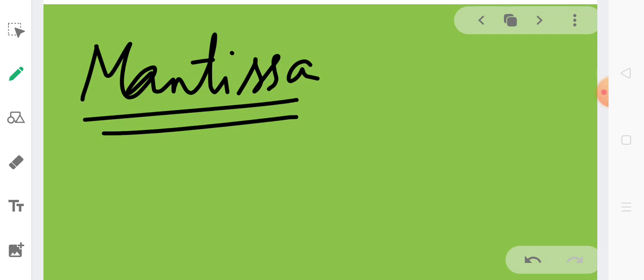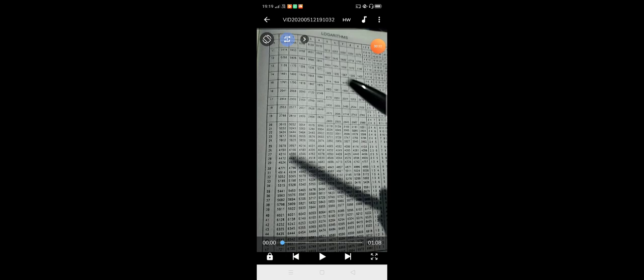Okay. So for that again, I will be showing you the log table and taking one simple example, we will understand how to find out the mantissa from the log table. So as you can see, you are again seeing a log table. This is the standard log table, and now we'll be finding out the value of mantissa for the number 0.001184.